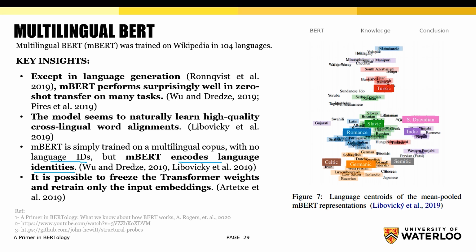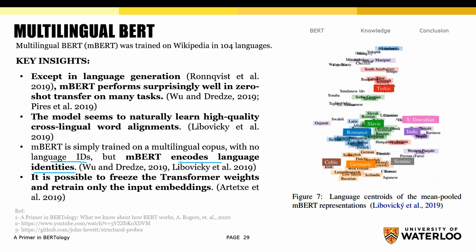And it seems that it is not necessary to retrain all the BERTs for different languages. You just need to freeze the whole transformer base, and if you retrain only the input embeddings, you can achieve very good results, which is quite interesting, and I didn't expect that one at least.